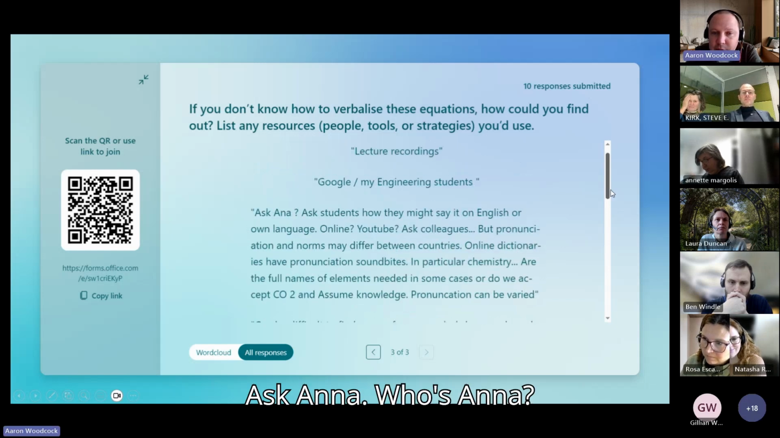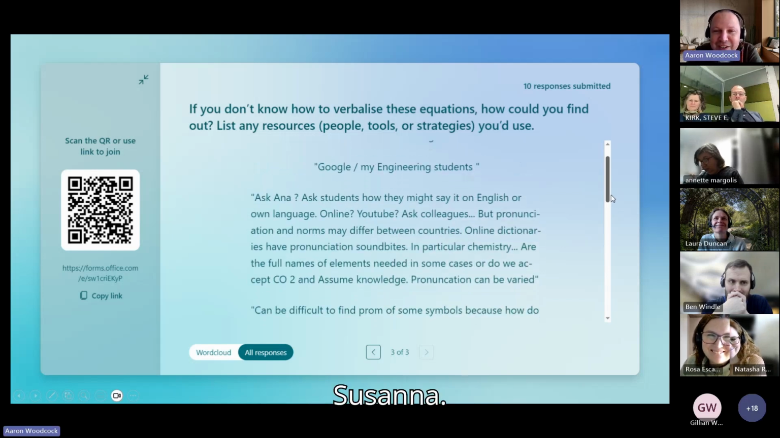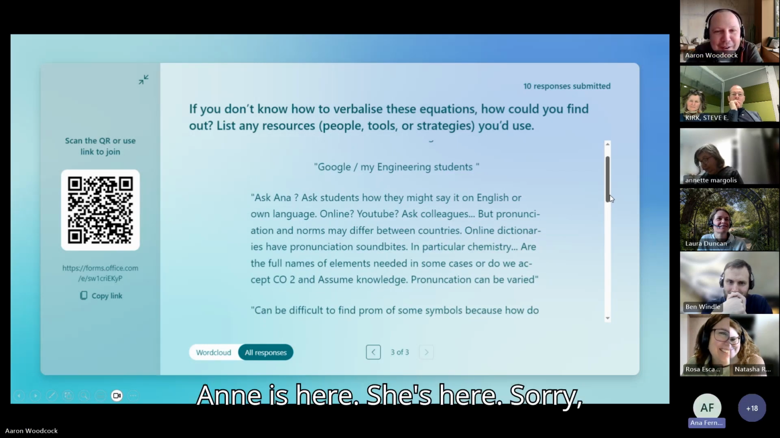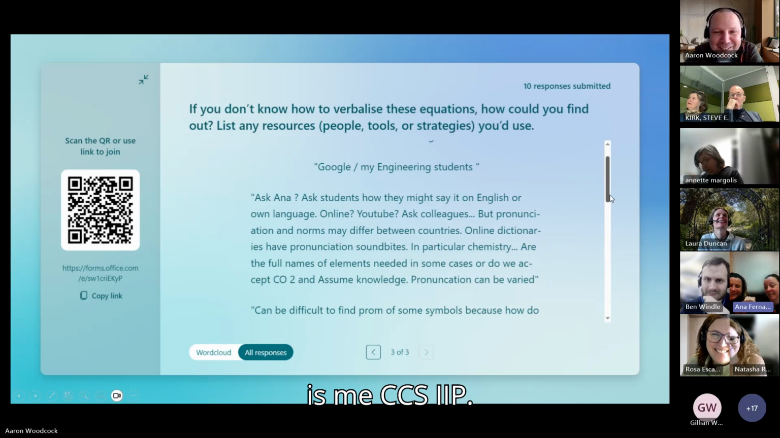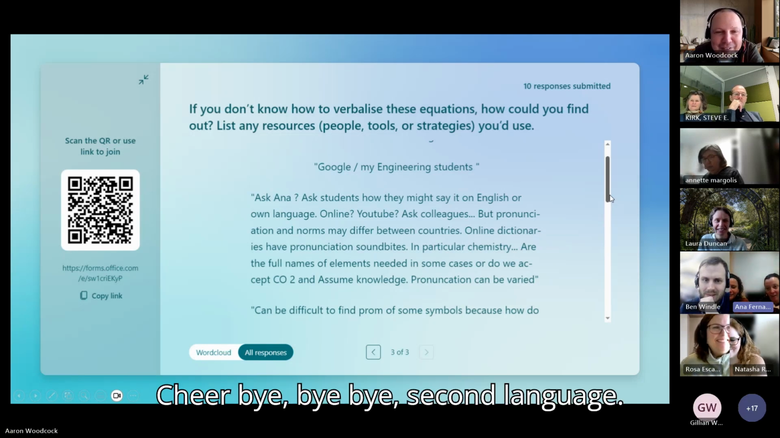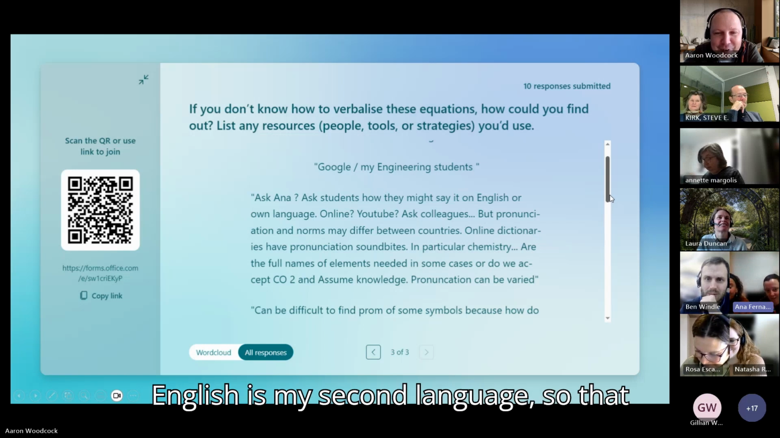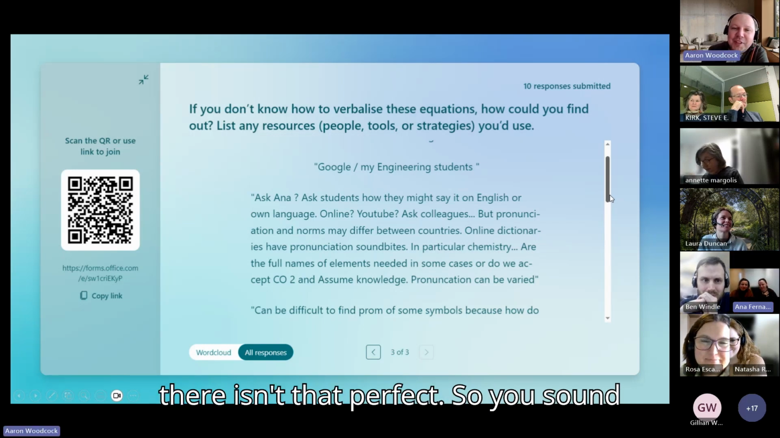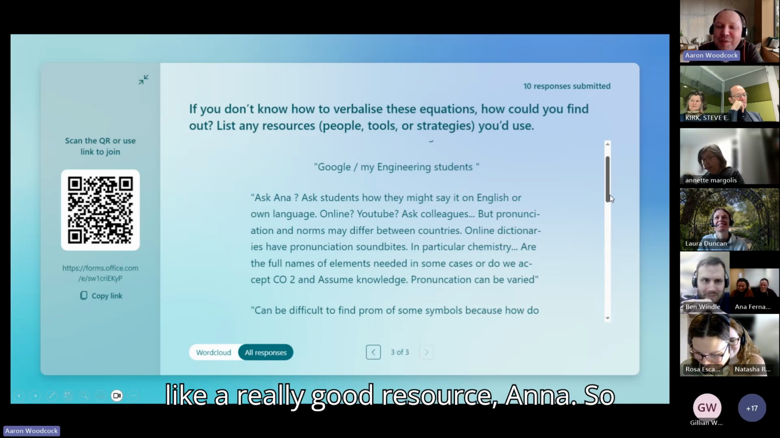Ask Anna. Who's Anna? Anna's here. Sorry, it's me. She's an IAP teacher and I am a maths teacher, but English is my second language, so that's the reason that she said that. Perfect. So you sound like a really good resource, Anna. So definitely working with each other.